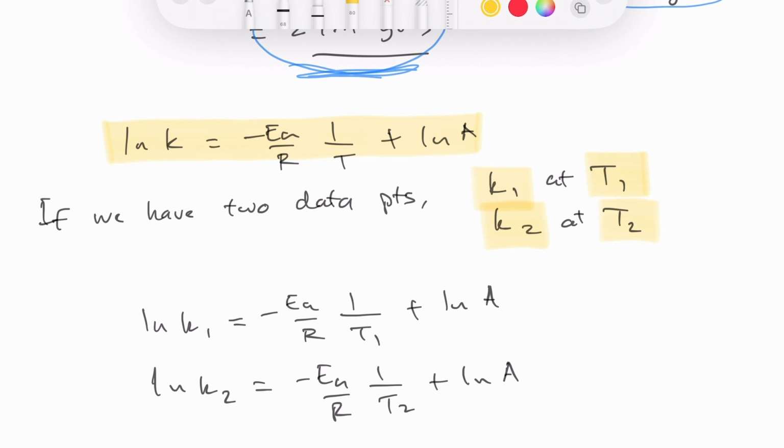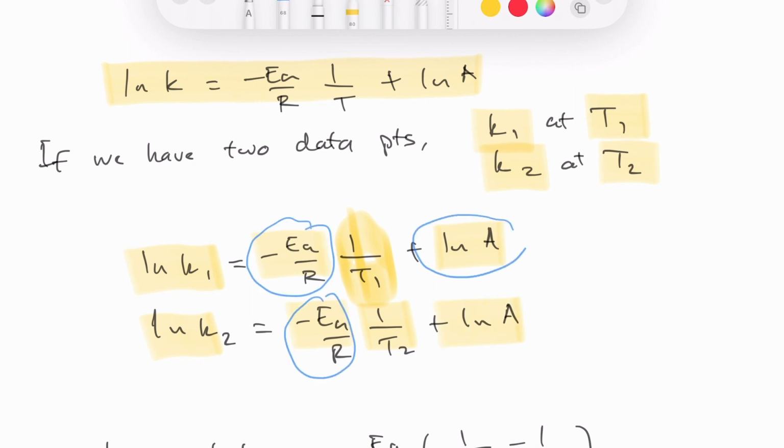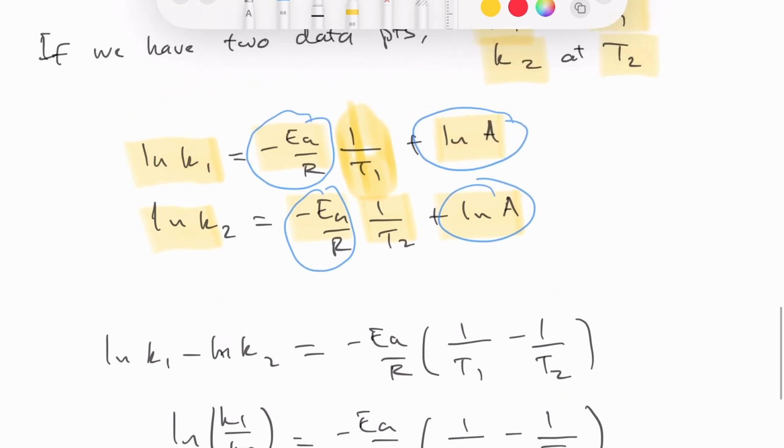Once we have those two data points, we can plug them into the linear form of the equation. So ln of k1 is going to be equal to negative Ea over R, 1 over T1 in this case, plus ln of A, and then ln of k2 is the same, but now with 1 over T2, plus ln of A. Now, the Ea over R quantity and the ln of A don't change, because the only thing that the temperature changes is the rate constant. So the actual activation energy and the pre-exponential factor, those two things are constant.